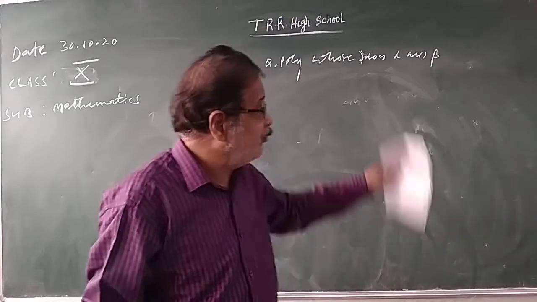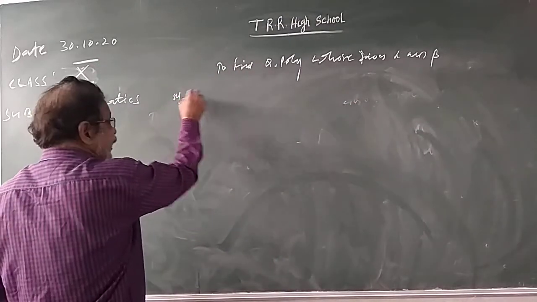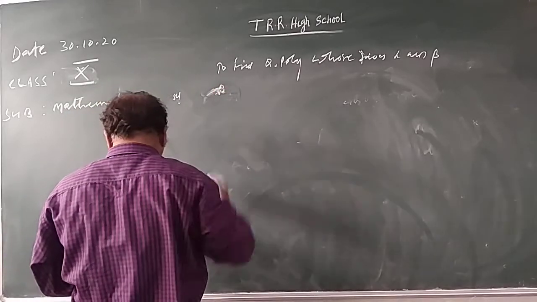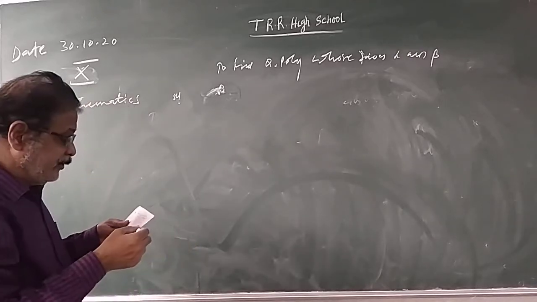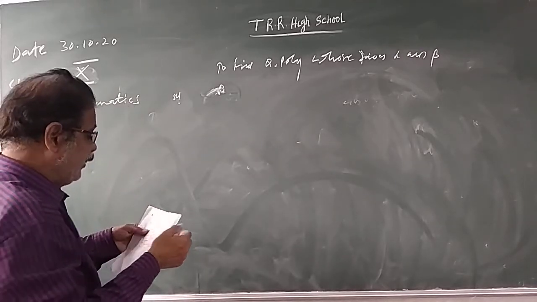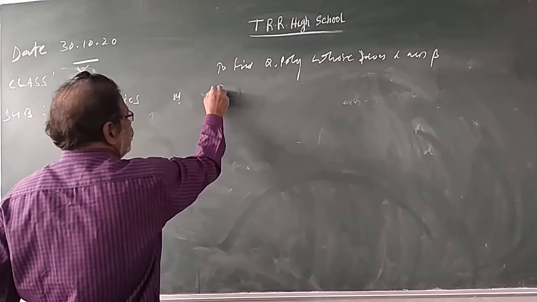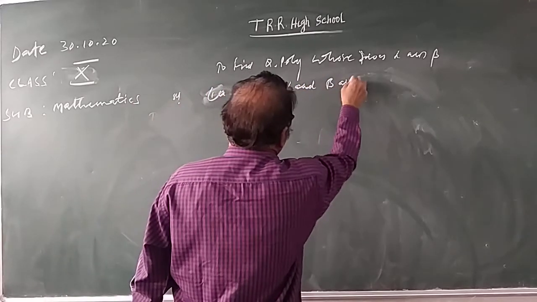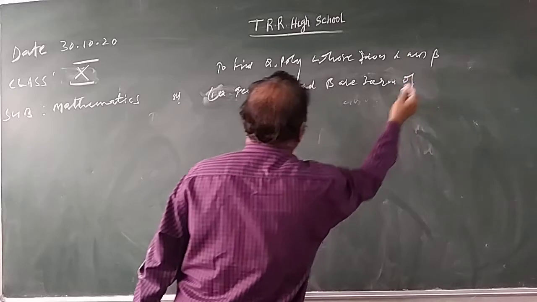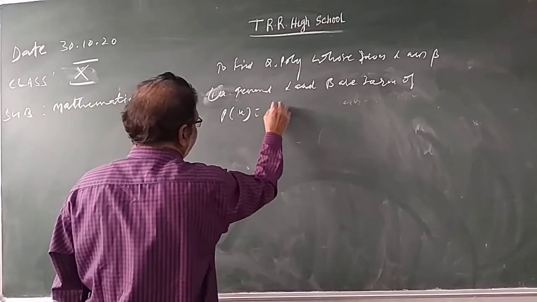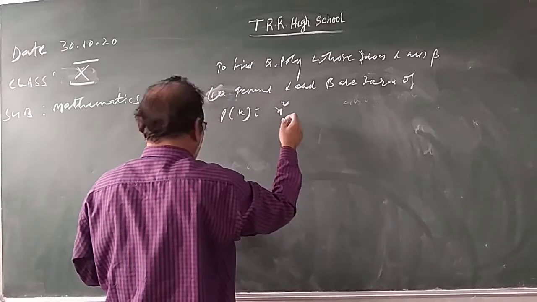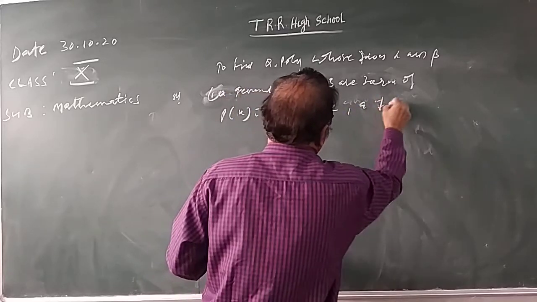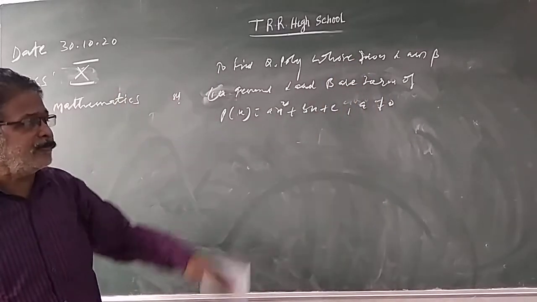Now zeros are given, alpha and beta. So we find the factors. In general, alpha and beta are the zeros of p of x, a quadratic polynomial ax square plus bx plus c. Alpha and beta are the zeros of this quadratic polynomial ax square plus bx plus c.